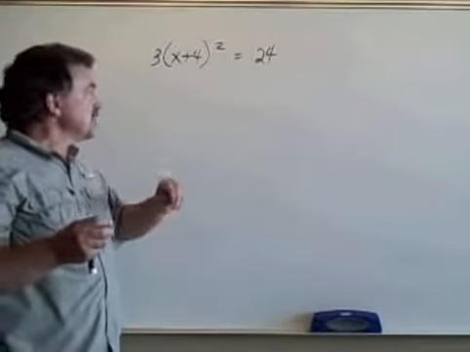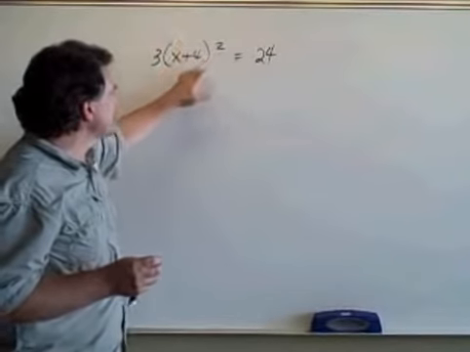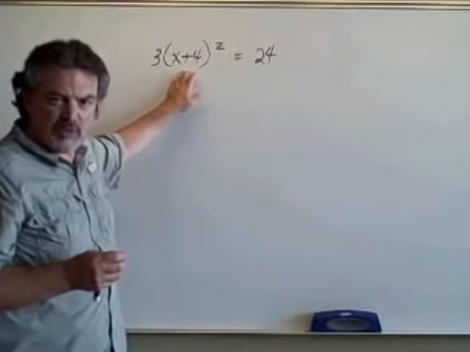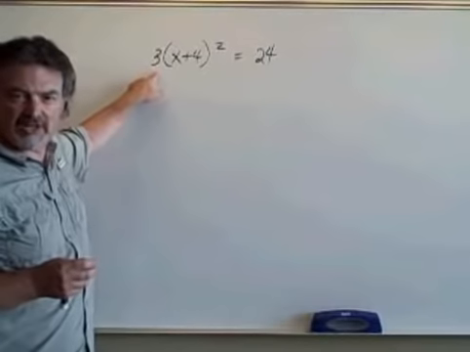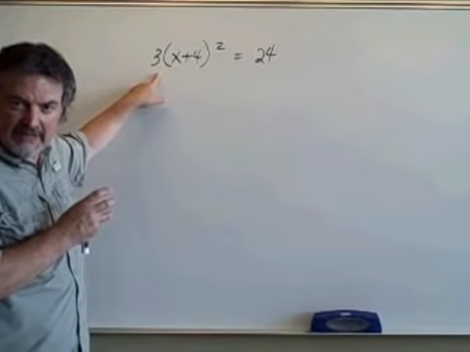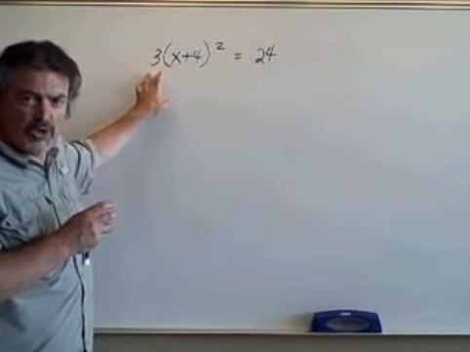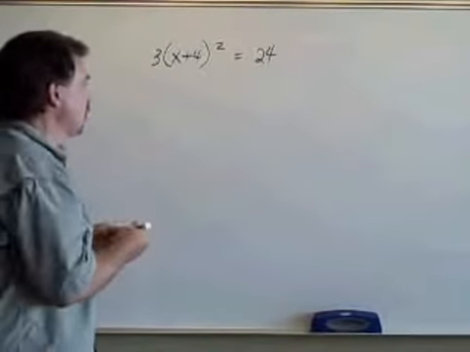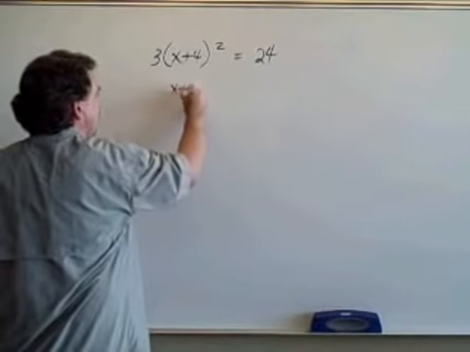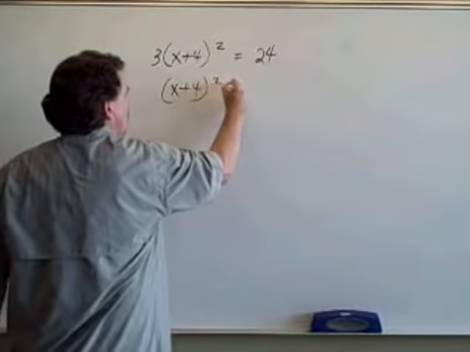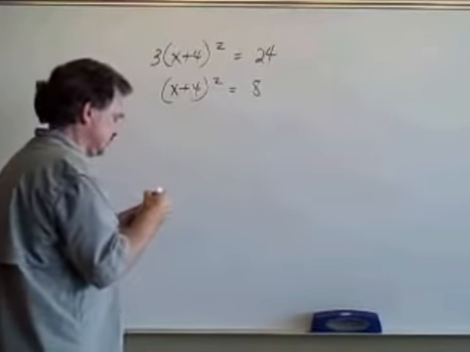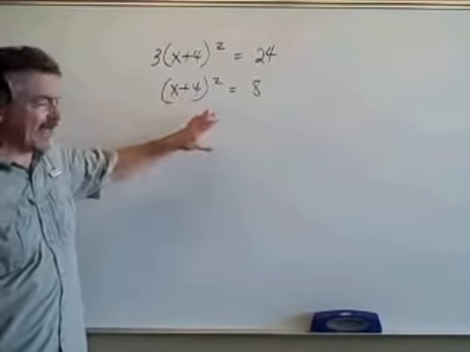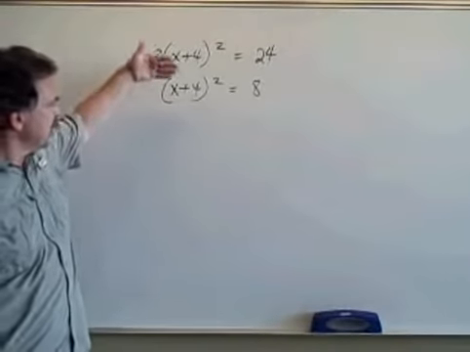So what we're going to do is isolate this quantity that's being squared. First thing I need to do then is to get rid of this coefficient of 3. I want to have a coefficient of 1 times that quantity being squared. So I'm going to divide both sides of the equation by 3. And now I can apply the square root property.